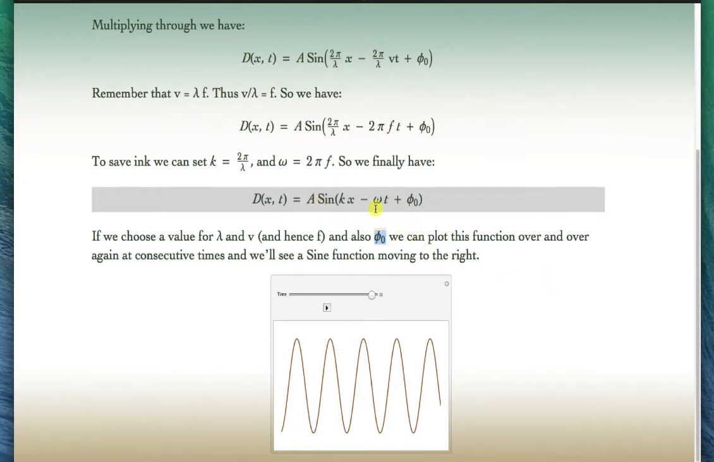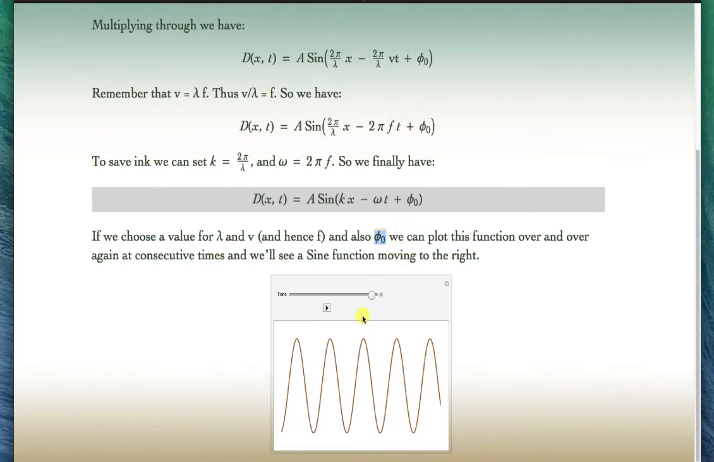So there's really four things in this equation that you can choose: amplitude, wavelength, frequency or velocity, and then the phase constant. You don't need all those things. You don't need velocity, wavelength, and frequency. They're all related. Okay? You just need two of them, and you can calculate the other.